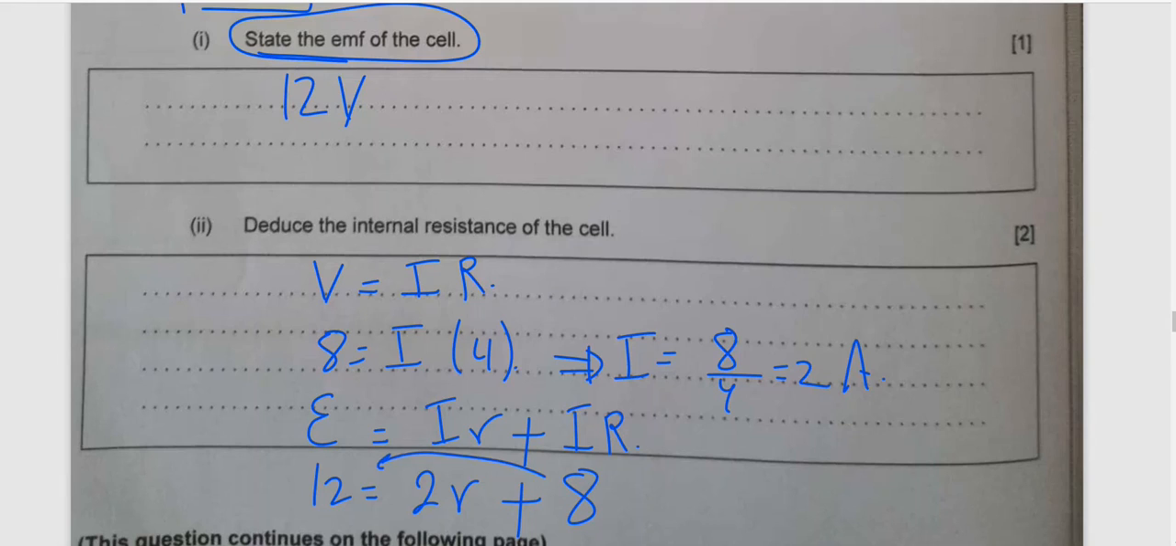Take this to the other side. So you will have 2r equals 12 minus 8, which gives me 4. Divide both sides by 2, so it will give me 4 over 2. The internal resistance is 2 ohm.